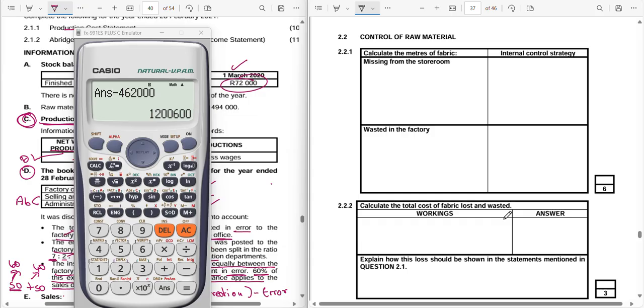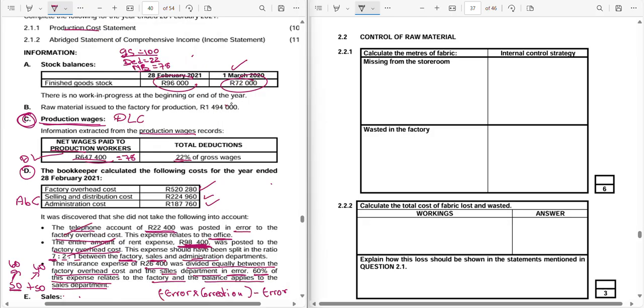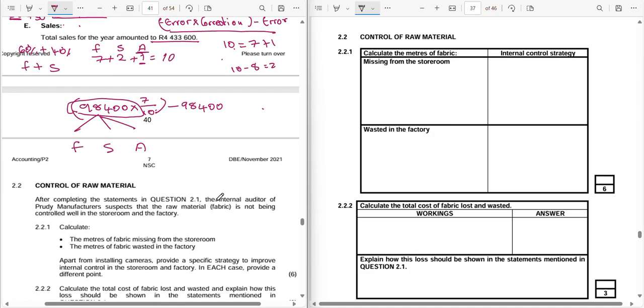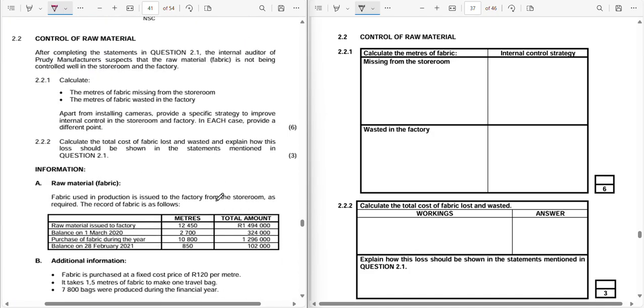It is there. So now they are telling us control of raw material. I did this yesterday, so I'm not going to repeat myself here. If you didn't understand, it's your fault. It's your loss. It's there in the videos that I uploaded long ago. They are saying control of raw material after completing the statement in question 2.1. The internal auditor of Prudi manufacturer suspects the raw material fabric is not being well controlled.